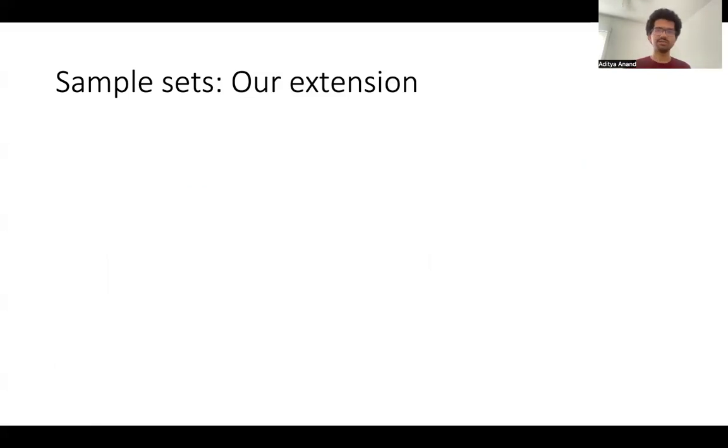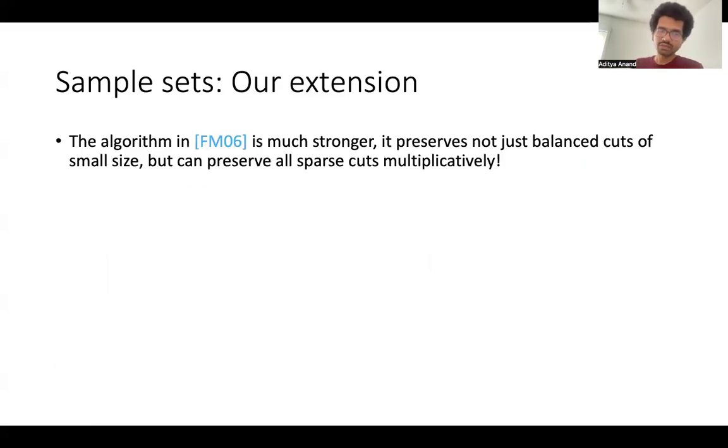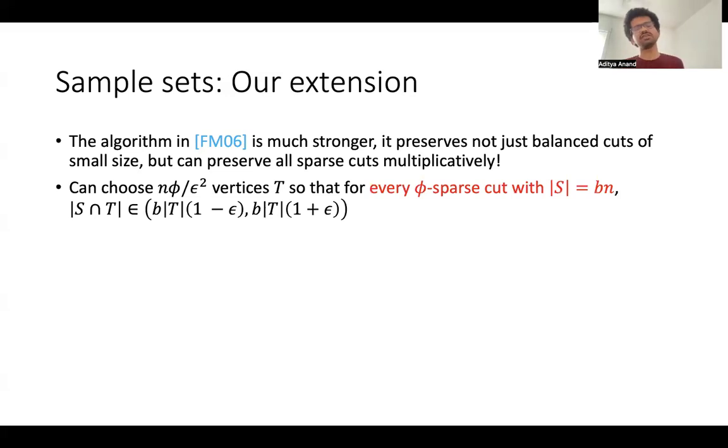Here is where our extension comes into play. What we show is that the algorithm in Feige-Mahdian is actually much stronger. It preserves not just the balance cuts of small size, but it can actually preserve all sparse cuts multiplicatively. Formally, what you can show is that if you choose n^δ over epsilon square vertices as terminals, then not just balance cuts, you can preserve every phi sparse cut, and not just additively, you can preserve it with multiplicative error. So small sets now also get preserved with small multiplicative error.